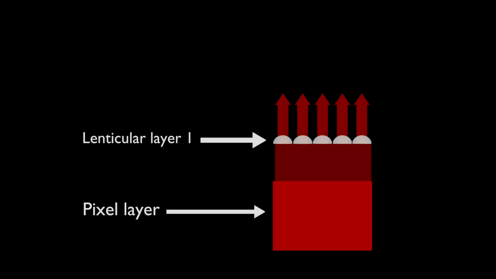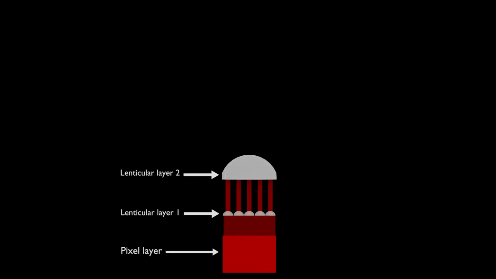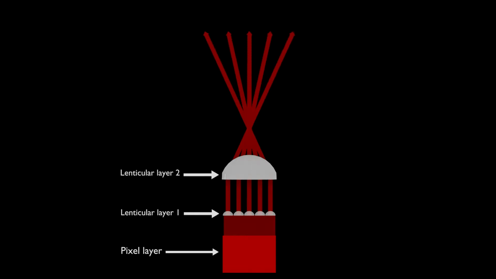Each microlens in the first lenticular layer captures a proportion of the collimated light output from each pixel. The function of the first lenticular layer is to divide the light from each pixel into multiple beams. Light from the first lenticular layer is sent to the second lenticular layer.